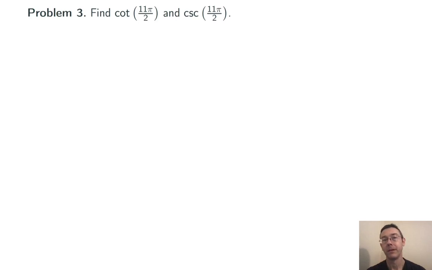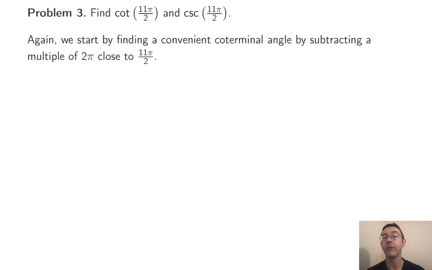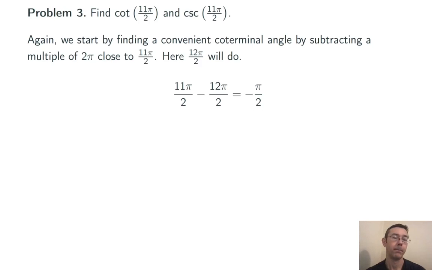Problem 3. Find cotangent and cosecant of 11 pi over 2. Again, we want to find a convenient coterminal angle to start off. We want to subtract multiples of 2 pi, also known as 4 pi over 2. So a convenient one is 12 pi over 2. That is going to be 3 full rotations. So when we subtract that off from our angle, 11 pi over 2, we get negative pi over 2.